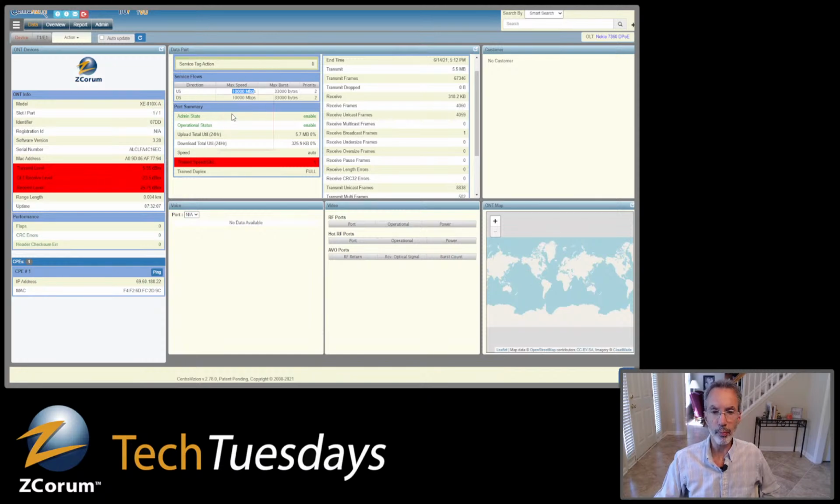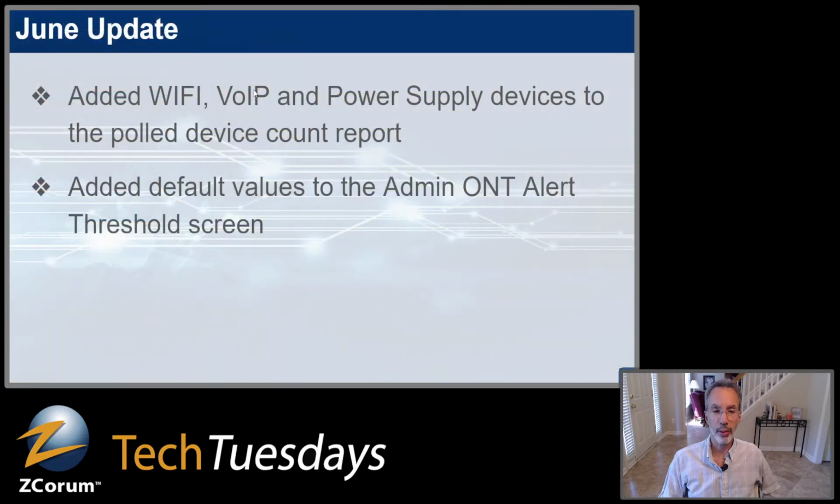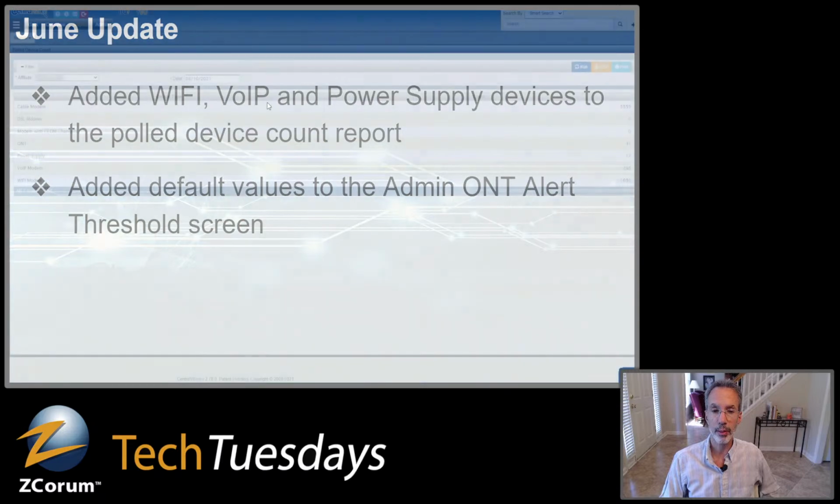And that's this panel right here. Something else that we added, that's coming up here in June for this release that's coming out tomorrow, is we added some Wi-Fi, VoIP, and power supply counts to the device count report, and we added some default values to the admin ONT alert threshold screen, and I'll explain that.